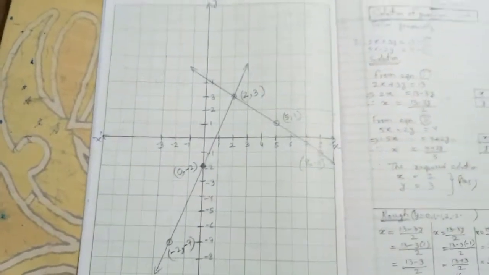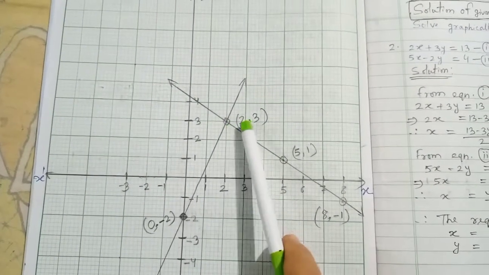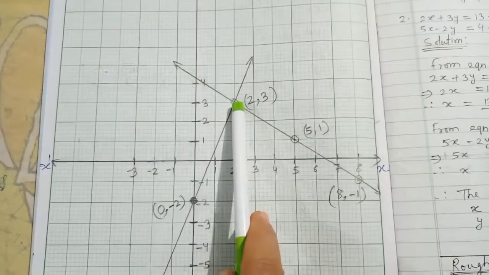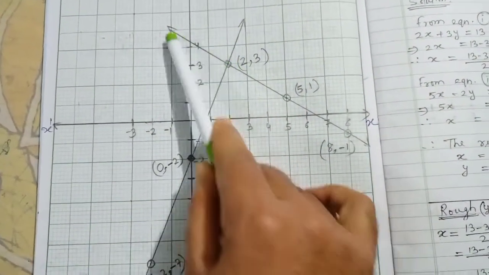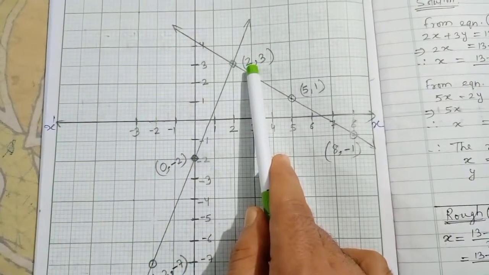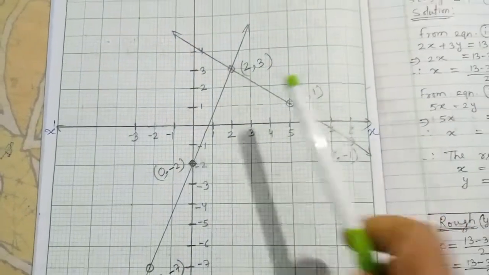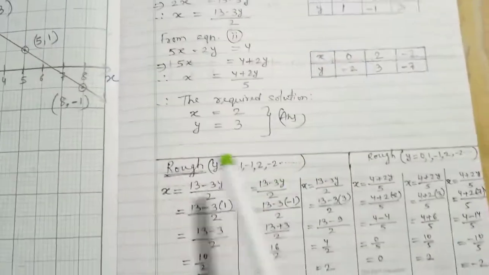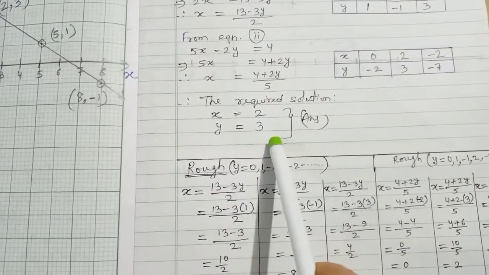After joining, what did you see, children? This is the point of intersection: 2, 3. The first line also had 2, 3. The second line also had 2, 3. So at this point, both the lines are intersecting. The first value is the value of x, the second is the value of y. So you can say x equals 2, y equals 3. The required solution is x equals 2, y equals 3.